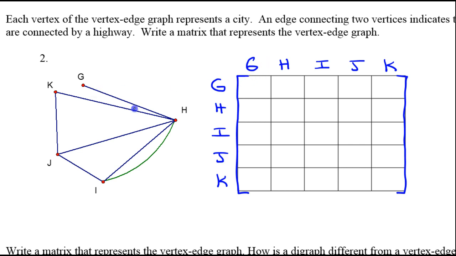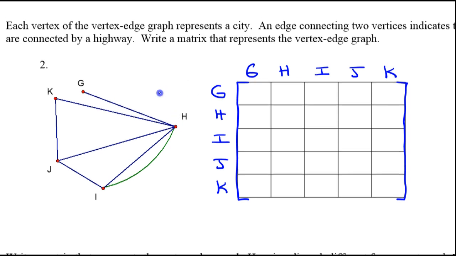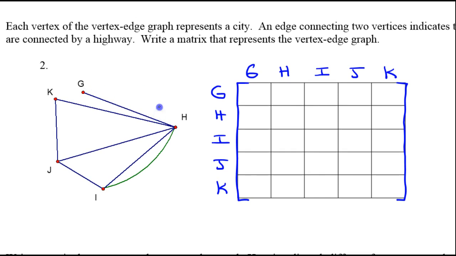These edges are representing the connections between vertices. All right, it's representing a highway connecting the two cities. So you can't have a highway connecting a city with itself. So I'm going to put a 0 here, saying there's no highway from G to G. And I will put a 0 here, here, here, and here for the same reasons. There's no highway connecting city I with city I. All zeros.